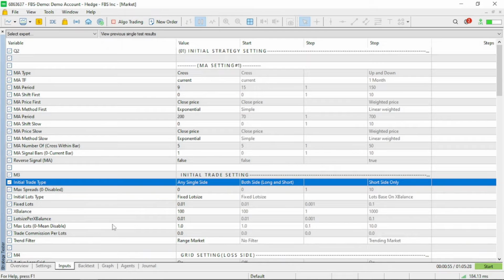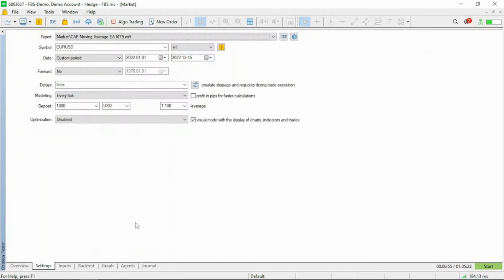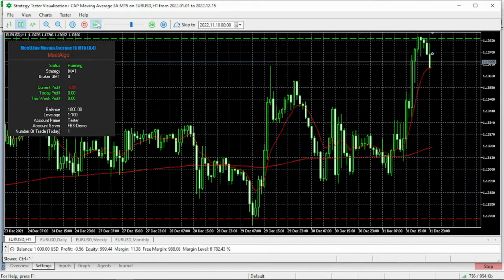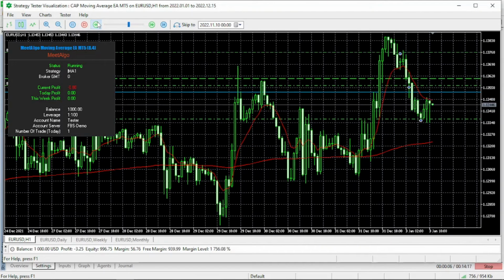What I'd like to do next is take a look at the other strategy option, which is the up and down strategy settings. Now the up and down, for now, I'm going to remove the trend filter and set it to no filter so that we can see what the bot would do in the visual mode. Remember, this strategy works as follows.